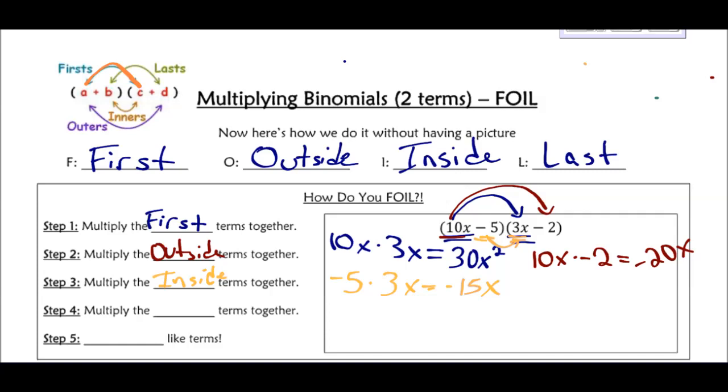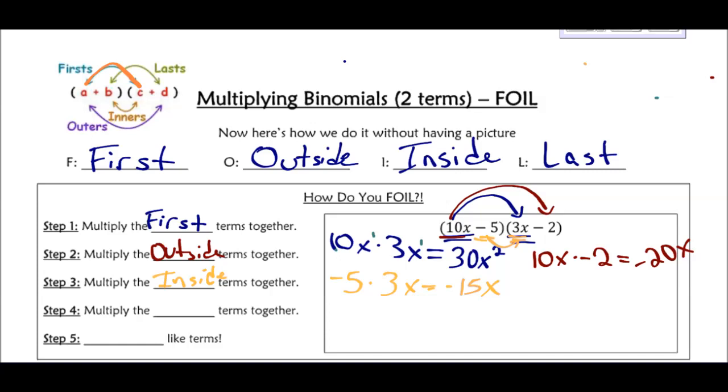Which part's confusing? Why does 10x times 3x equal 30x squared? We have an exponent of 1 on each of those. We multiply the big numbers together and add the little numbers together. We multiply the coefficients and we add the exponents.